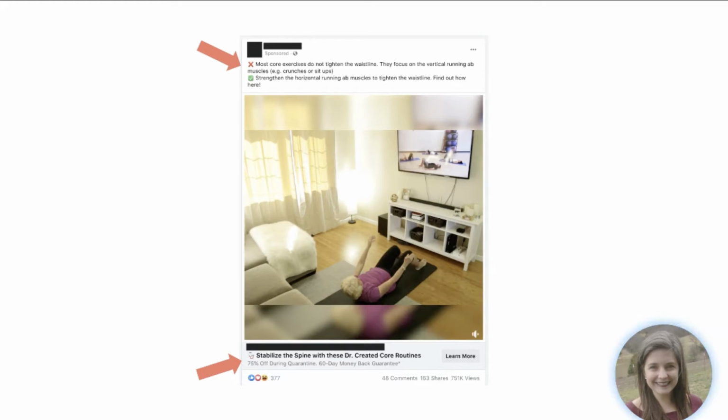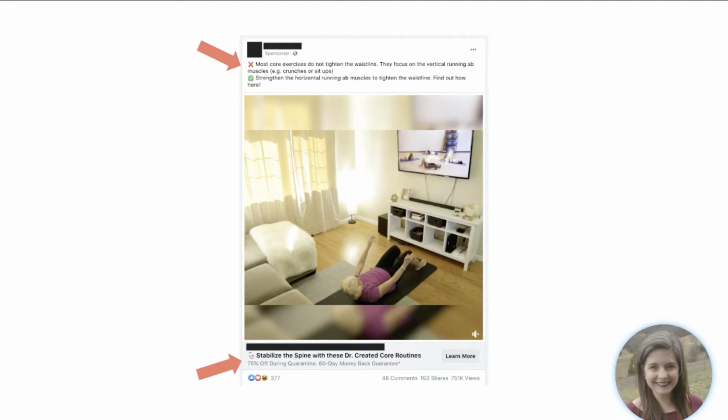The first thing I noticed was that the headline, "Stabilize the Spine with these doctor-created core routines," seemed to be in misalignment with our big idea. Now, I know our big idea is about flattening the belly from the bed, and I grabbed that from the sales page. So we have this idea of trimming the waistline, flattening the belly, improving the core area in terms of how it looks.